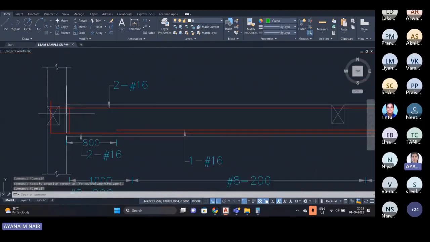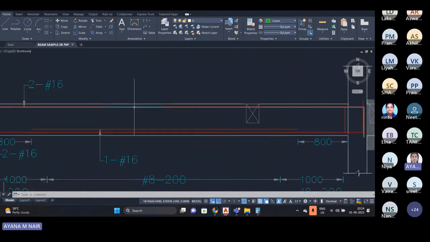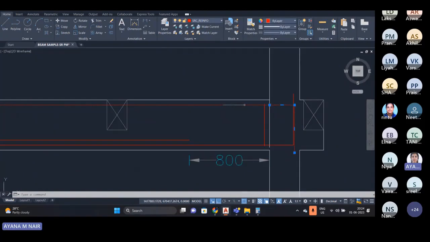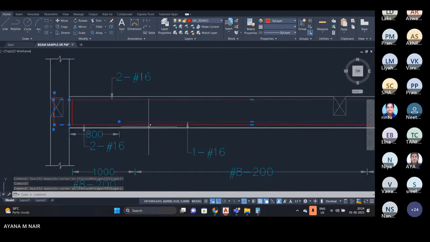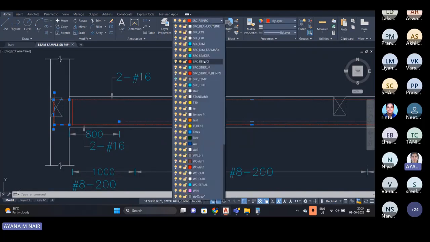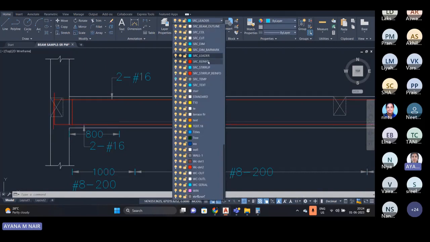Now we are going to check the layers of the beam. I have already told you that this is SRC reinforced layer for the main bars. So you have to check all these rebars are in the same layers. All of these rebars are in SRC reinforced. Sometimes it may be SRC leader. In aadspro software, it will not be scanned properly. So you have to make it SRC reinforced.